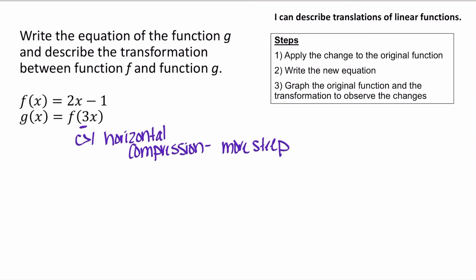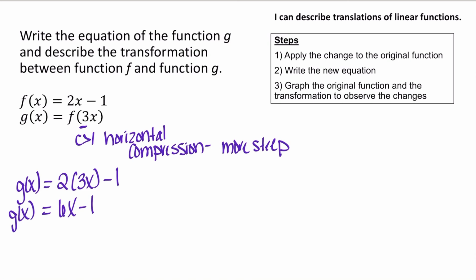So I'm going to go to g of x, and then I'm going to plug in 3x into 2x minus 1. So I have 2 times 3x minus 1. 2 times 3x gives me 6x. So I have 6x minus 1, which is my g of x. So if we look at the values of m, you can see that m here is 6. The original m was 2, so that is why my graph should be more steep.